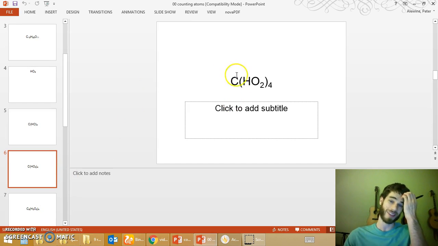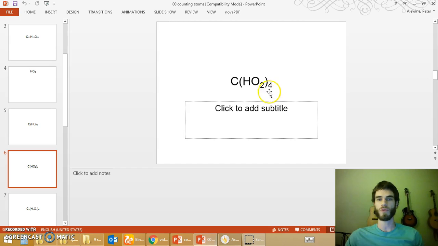How about this one? This is the same, except now there's a little 2 inside the parentheses. So just as before, this 4 multiplies everything, including that number, by itself. So again, there's only one carbon here, but now with the parentheses, there's 4 hydrogens, and 4 times 2 is 8 oxygens. So you're not adding these. It's not 4 plus 2 is 6. It's multiplying, just like in math. Multiplying in parentheses. 4 times 2 is 8 oxygens.